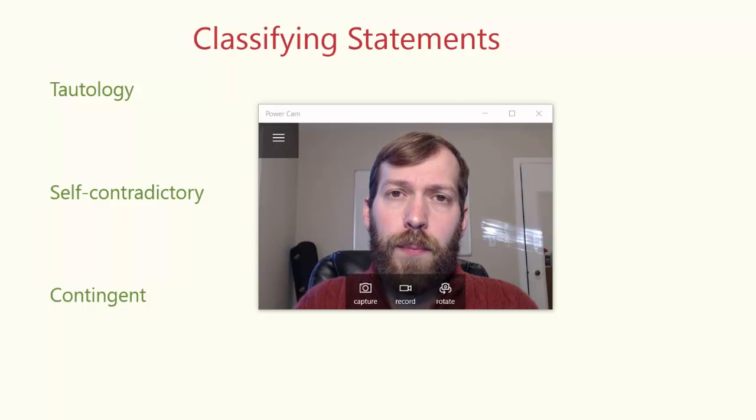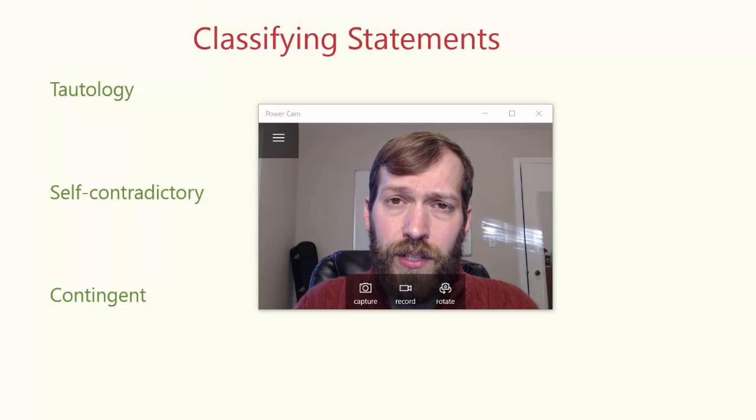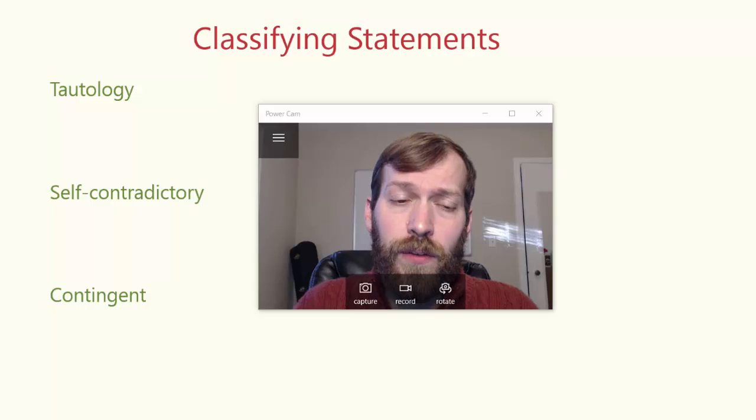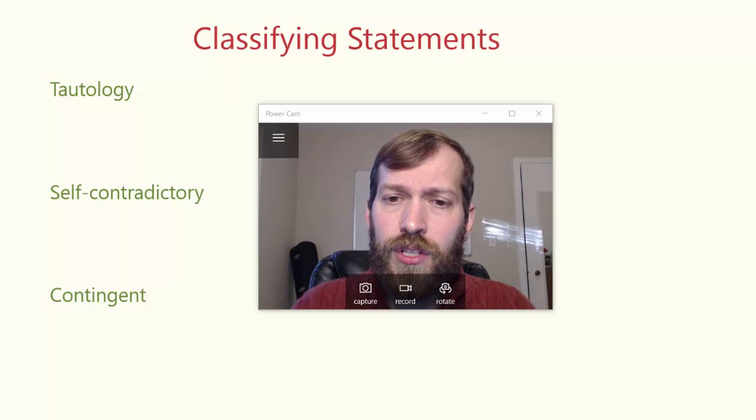We can classify propositions into 3 categories. We can have tautologies, which are propositions that are necessarily true because they're logical truths. We can classify propositions as being self-contradictory, in which case they must be false, they're necessarily false, they're logical falsehoods. Or we can classify them as contingent propositions, in which case they're propositions that can be true or can be false depending on the circumstances in question. And we can use truth tables to be able to determine whether a proposition is a tautology, is self-contradictory, or is contingent. So let's do that.